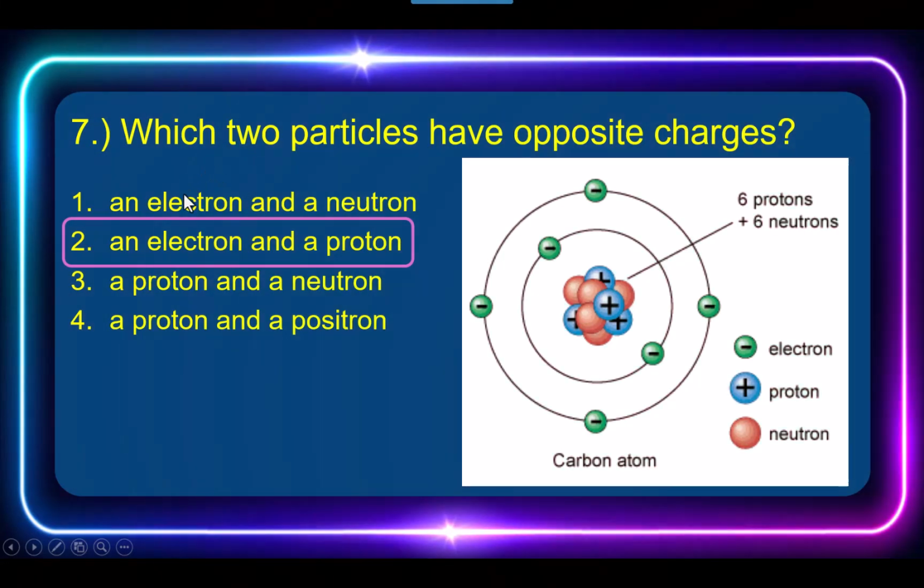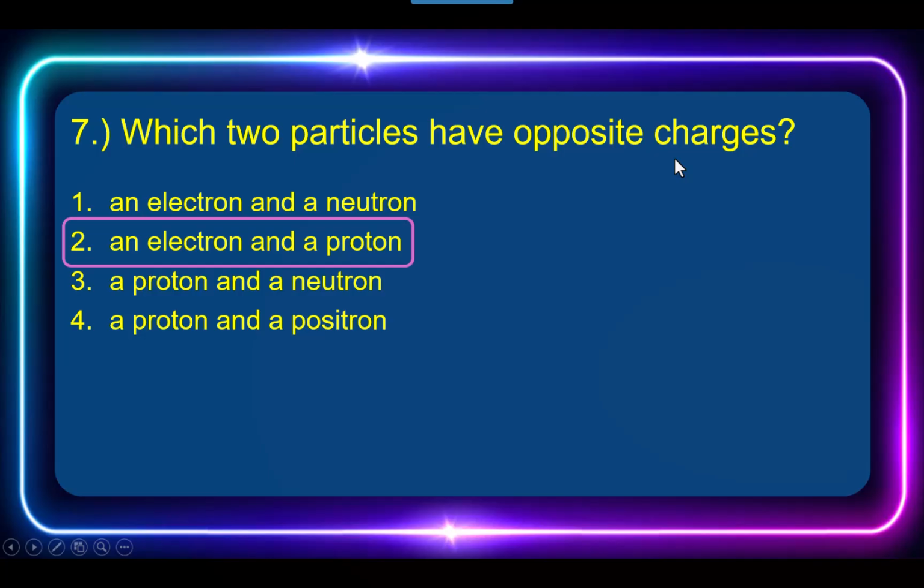Electron and neutron. Electron has a negative charge and a neutron has no charge. So those aren't opposites. A proton and a neutron. Proton has a positive charge and a neutron has no charge. So those are not opposites. And a positron is a positively charged electron of all things. So a proton has a positive charge and a positron has a positive charge. Those are not opposite charges. Electron being negative and proton being positive are opposite charges.